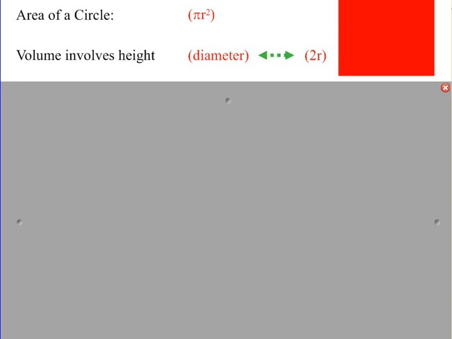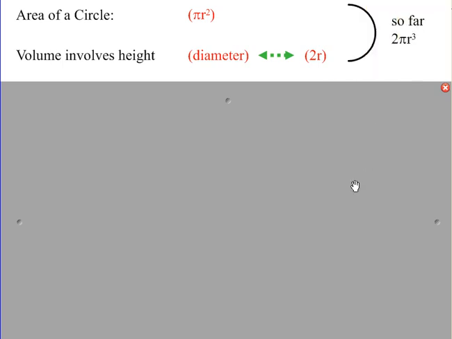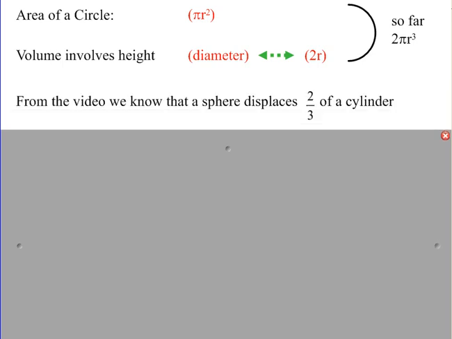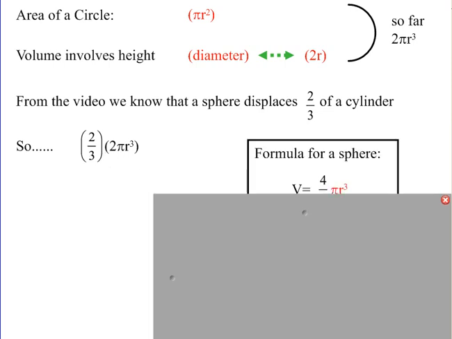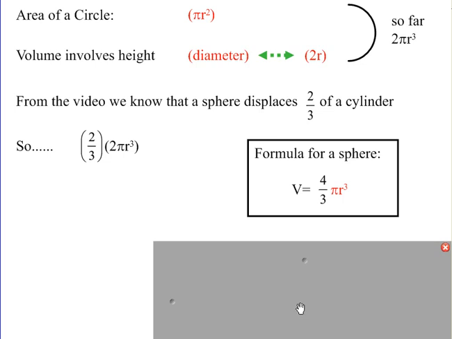So again, the base being a circle, there's our pi r squared, and the height, which would be the diameter for a sphere, which is twice the radius. Now if I put these two together, pi r squared times 2r, I would get 2 pi r cubed. That's where we're at so far. By watching the video, you'll notice that the sphere displaces 2/3 of a cylinder. So basically we need 2/3 of the cylinder formula, so we need 2/3 of 2 pi r cubed. Now, if we put this together, we know that we can't cancel anything. We can then see that the formula for the volume of a sphere would be 4/3 pi r cubed.